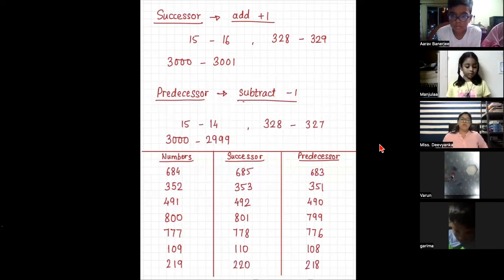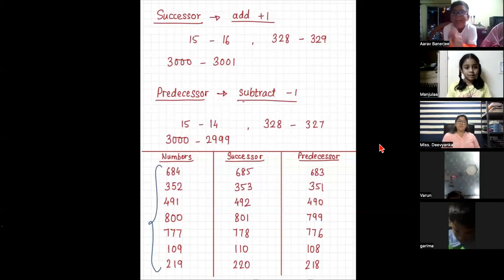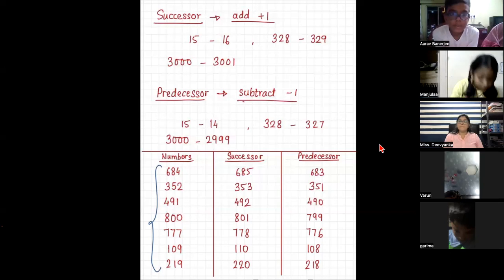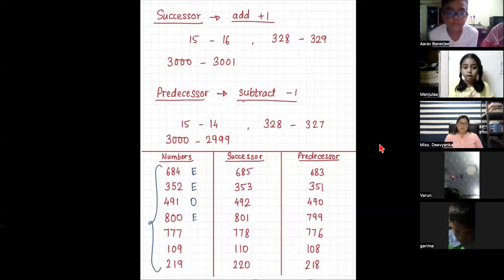All right. Now using the same numbers, you're going to tell me which one is the even number and which one is the odd number. Let's do that also. What about 684? Even number. 352? Even number. 491? Odd number. 800? Even number. 777? Odd number. 109? Odd number. 219? Odd number.